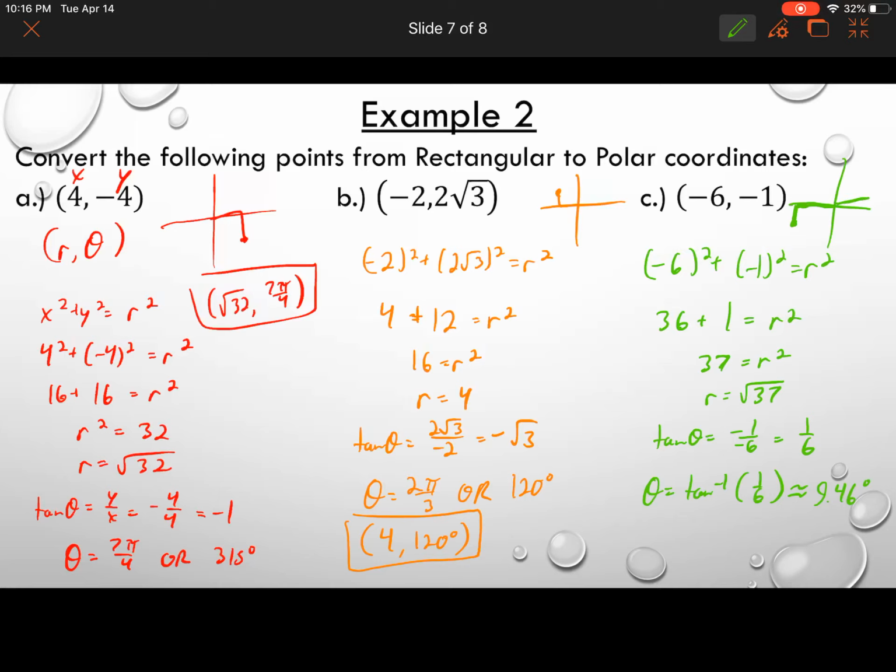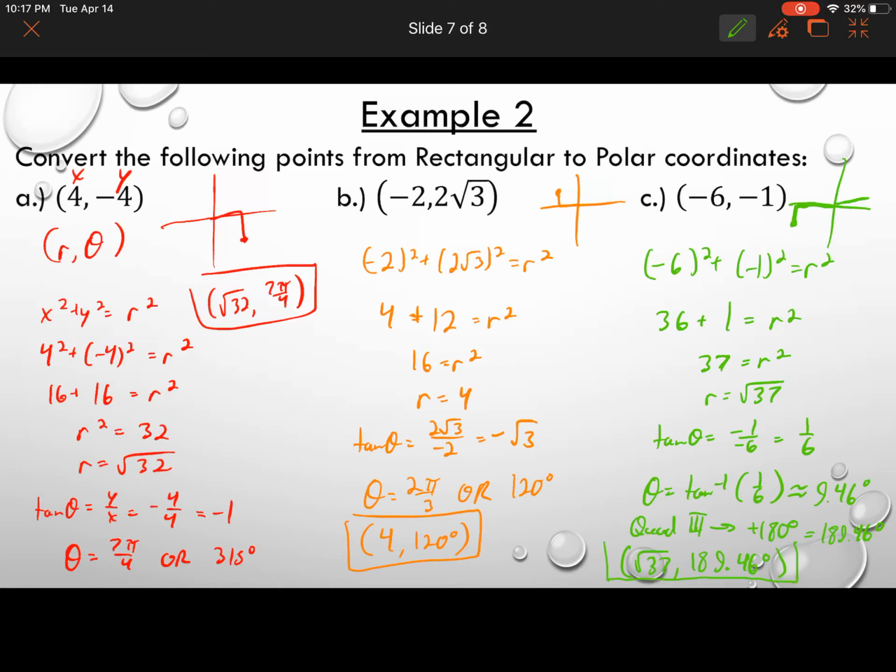Well, we're in quadrant 1, so to get to quadrant 3, we just got to add 180. So we just got to add 180 to make sure it's in quadrant 3. So we get 189.46 degrees. So our final answer for this problem is the square root of 37, 189.46 degrees. So that's our final answer for that one.